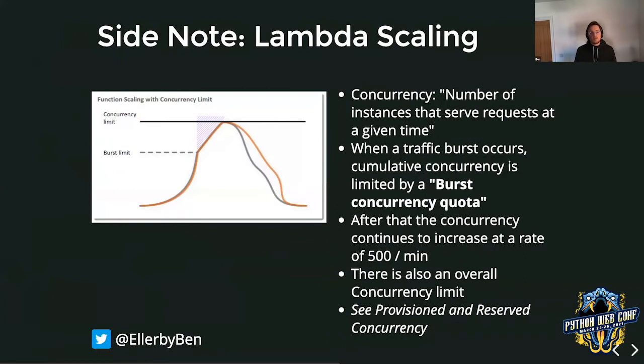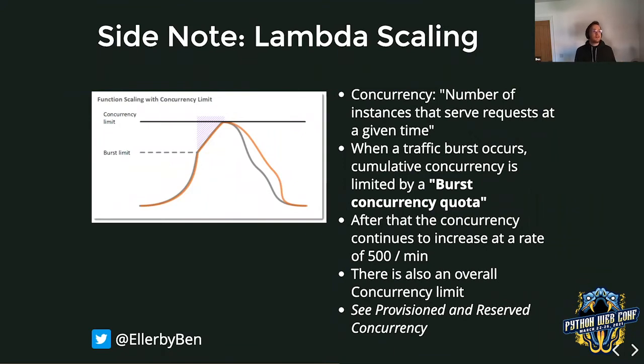In terms of concurrency as well, just another side note, concurrency is the number of instances that serve at a given time. So if we have a Lambda function, it can have a number of function instances, and the number of those that are up at the same time is the concurrency. When we have a traffic spike in an application, the cumulative concurrency is limited by the burst concurrency quota. So there's a limit to how fast we can ramp up.